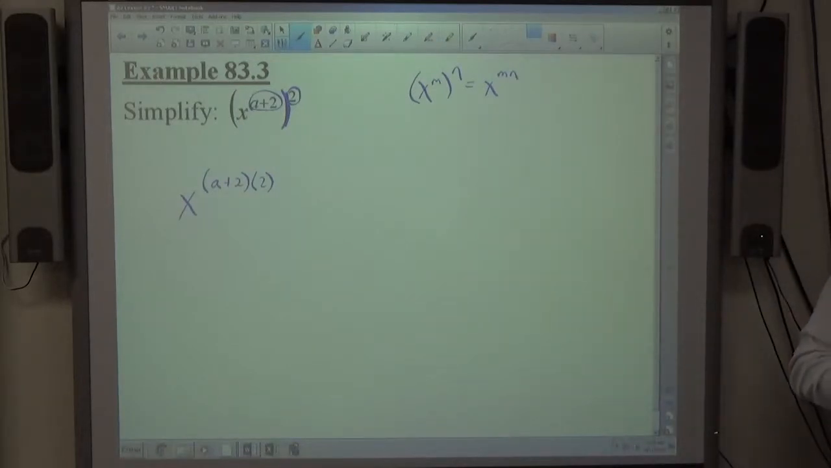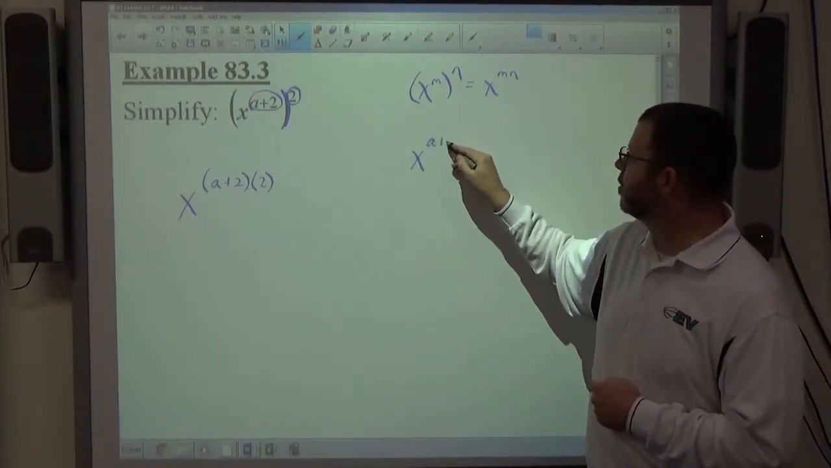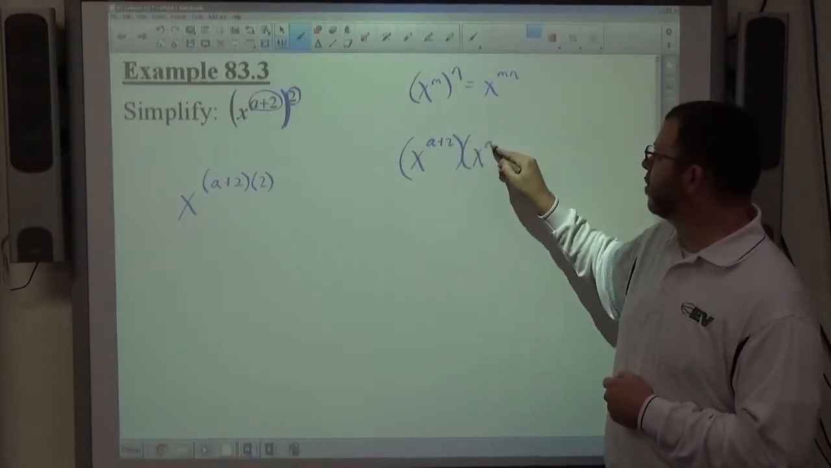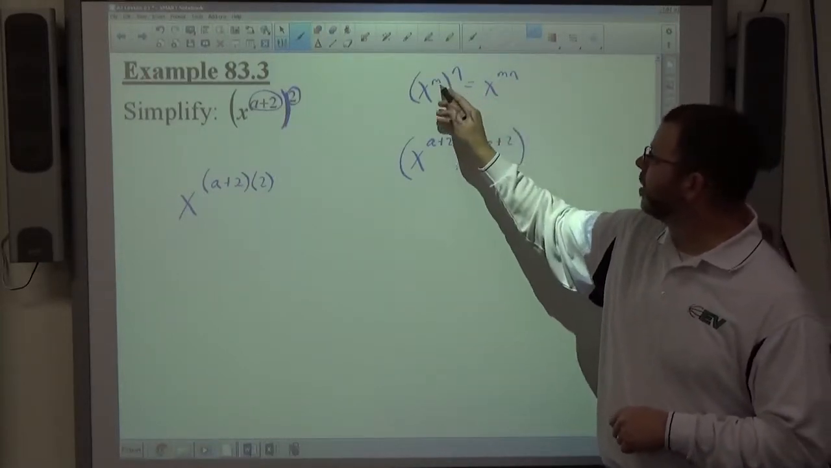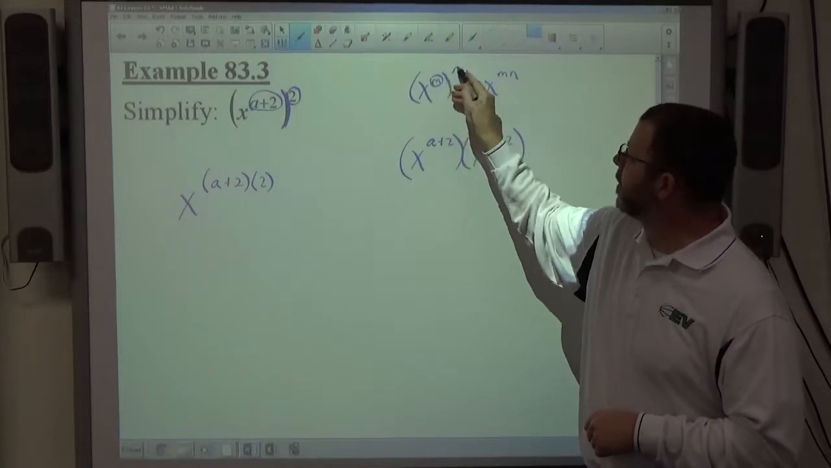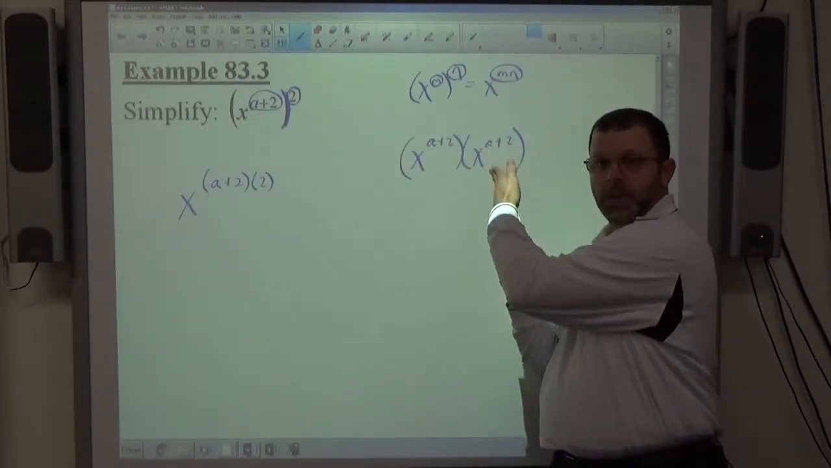You're not multiplying it by itself? Well, I'm multiplying x to the a plus 2 times itself, right? Let's imagine we're doing that. x to the a plus 2 times x to the a plus 2. This is what Braden's thinking, right? Yeah, I'm just applying this rule here, which says if I have this structure, I take the power times the power, so that's what I do. But x to the a plus 2 squared also means this, so we'll do it both ways.